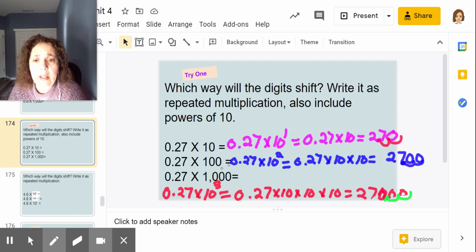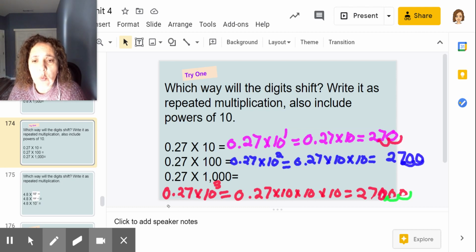Then the next one, 27 hundredths times 100. So I rewrote it, but it's 10 to the power of 2 because there's two zeros. So it's the same thing as 0 and 27 hundredths times 10 times 10. So then I multiplied 27 times 100, and I got 2,700. But then I had to bring back my decimal. There's two place values, so I shifted it over 1, 2, and that gave me 27.